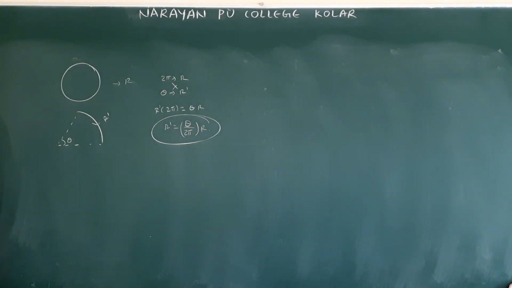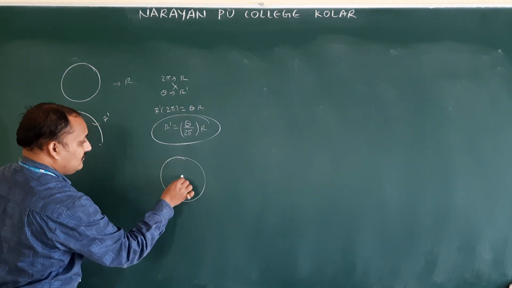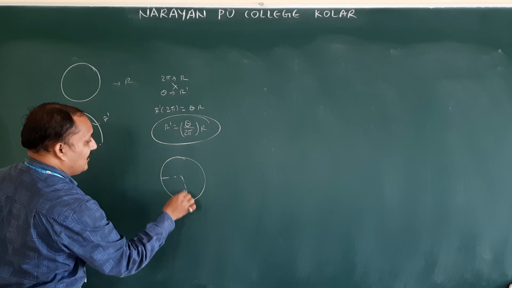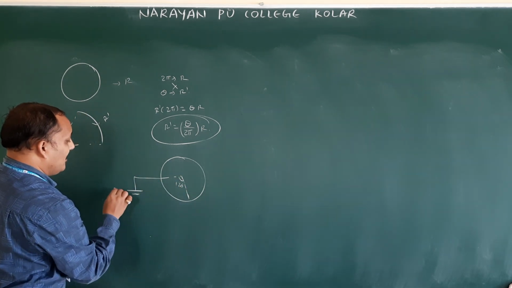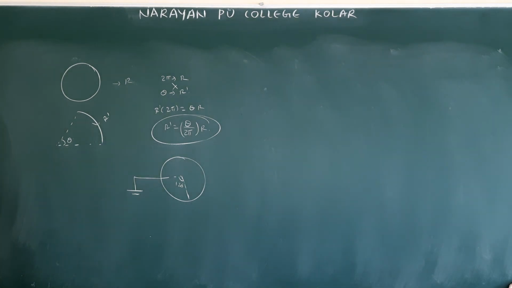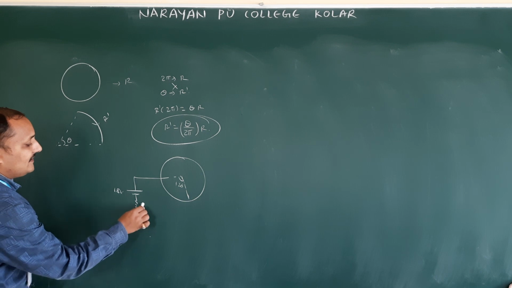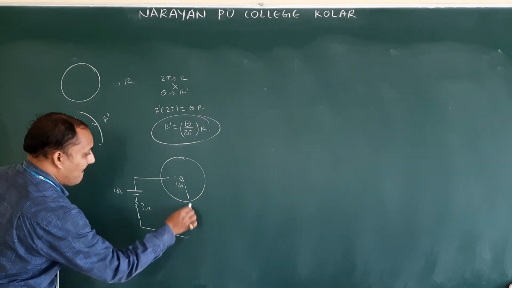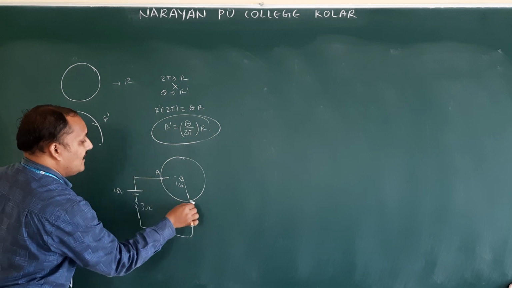So on page number 104, question number 18 in level 2, they gave one problem you can see. They gave it like this. This angle they gave as 120 degrees. It is connected to a battery of 18 volts and resistance 3 ohms. This is A, this is B.